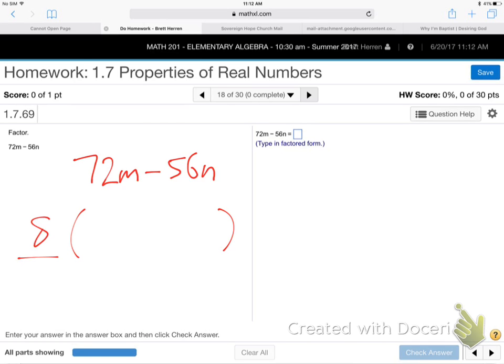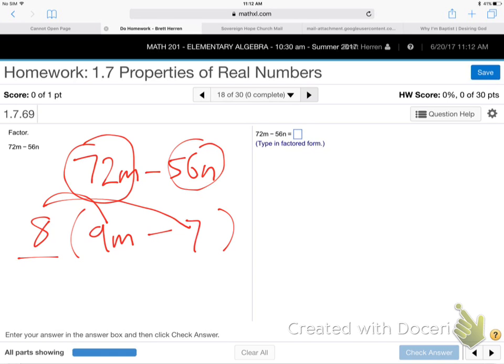It's the greatest thing that goes into them. You want the biggest amount in common. So 8, and then figure out, use your calculator if you're rusty on those times tables, what goes on the inside to make it work. In other words, 8 times what would be 72m? 9m. And 8 times what would be 56? 7n. We're done. Is that good? Factoring, it's unmultiplying. Questions? Okay.